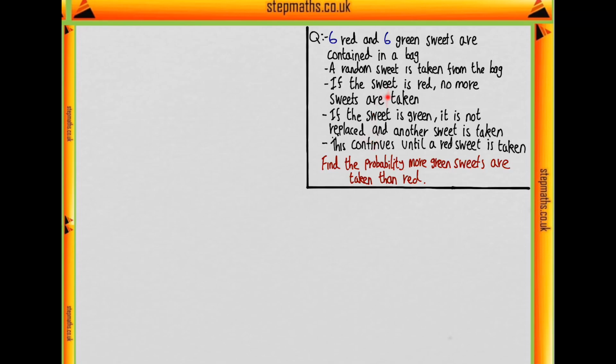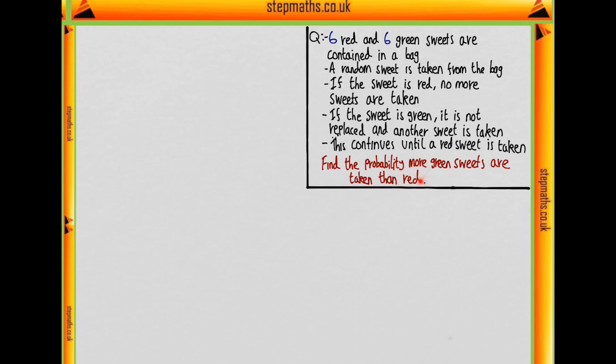So how do we go about this? Because we've got an awful lot of information here that's a bit of a mess to interpret. Well, the first one's this: to find a probability more green sweets are taken than red. Well, we know if we take a red sweet at any point, no more sweets are taken. So we know that this process, you'll have one red sweet in the end, because whenever we get a red, we'll stop, and we must eventually get a red.